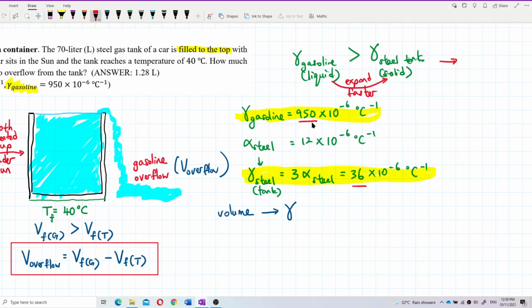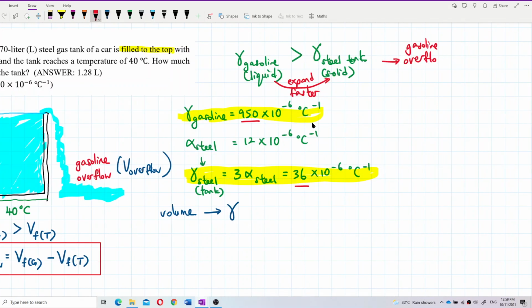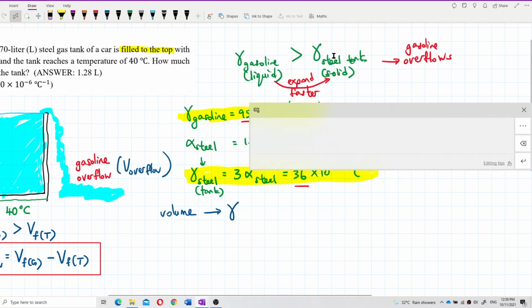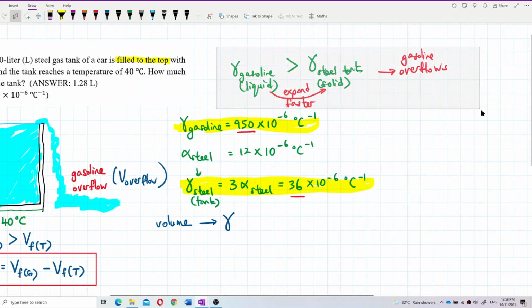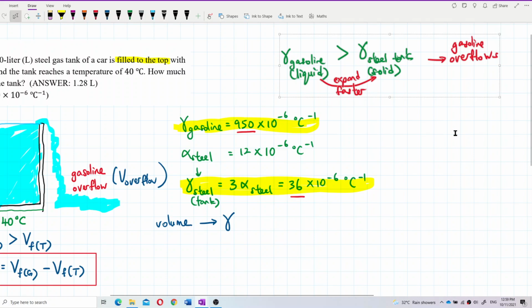That's why the gasoline overflows. Understand? Yes, because the gamma of gasoline is bigger than the gamma of the steel tank. The liquid expands faster than the solid. This is 950, and this is only 36. So liquid expands faster than solid. That's why the gasoline can overflow. That's the reason.